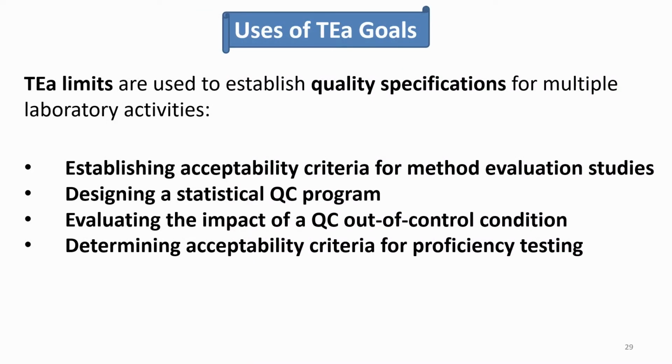So how do we use allowable error limits? We use them to establish quality specifications for numerous lab activities. They're super useful tools. So you can use allowable error to establish acceptability criteria for method validation, for designing your statistical QC program, which Dr. Nichols will talk about, for evaluation of the impact of an out-of-control condition like we've shown here, and also to determine acceptability criteria for proficiency testing, which is what CLIA has done. They have actually used allowable total error goals to set their new criteria for proficiency testing in combination with some data from state-of-the-art testing.